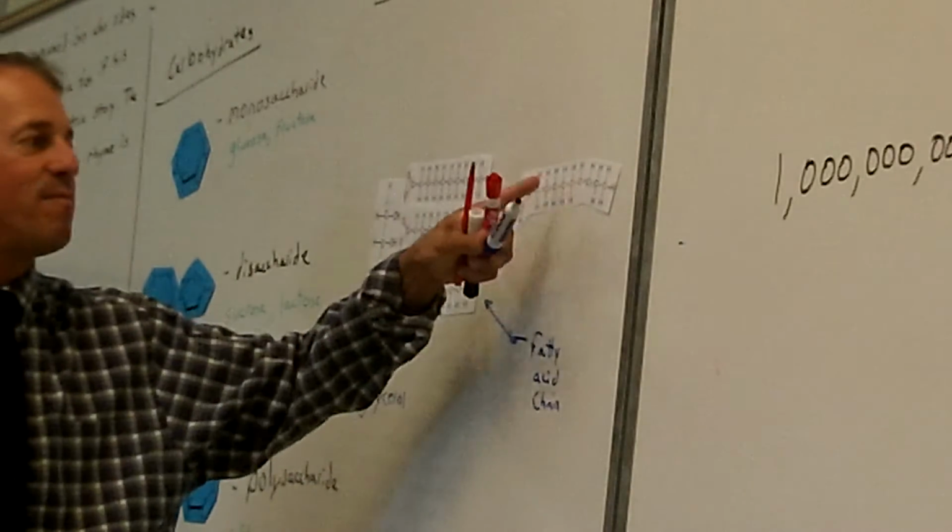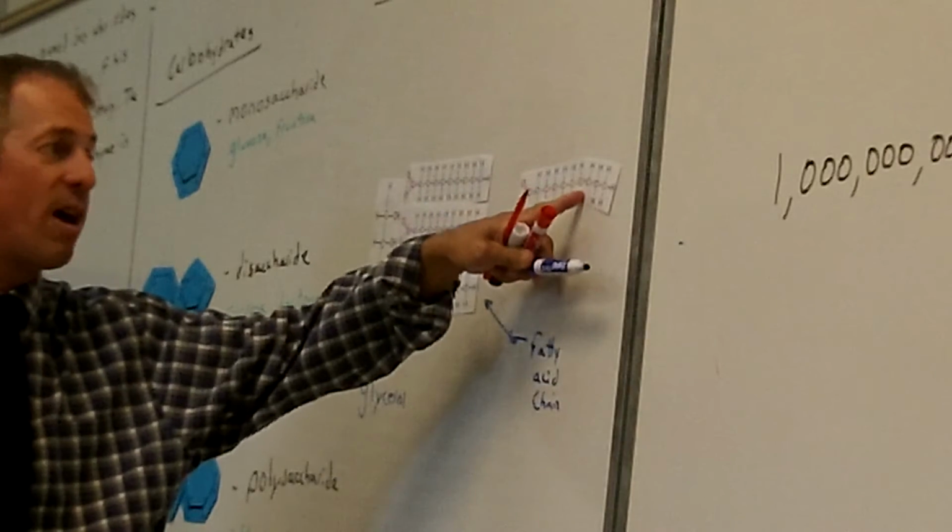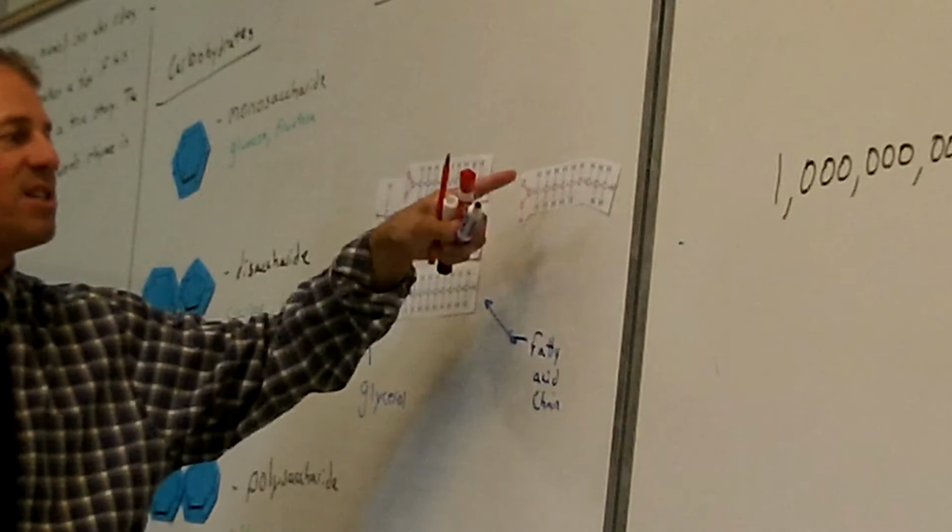Have you ever heard of a monounsaturated fat versus a polyunsaturated fat? You might hear these in the future. Monounsaturated means it has one double bond, and polyunsaturated means it has several double bonds.